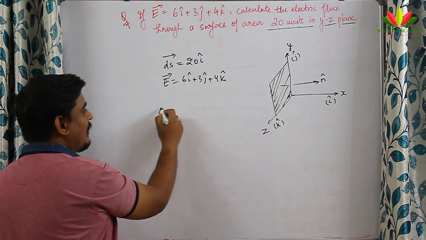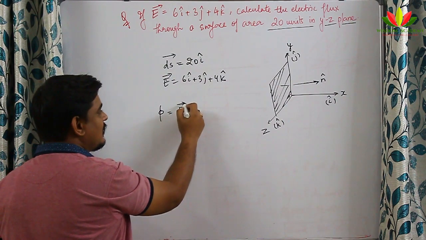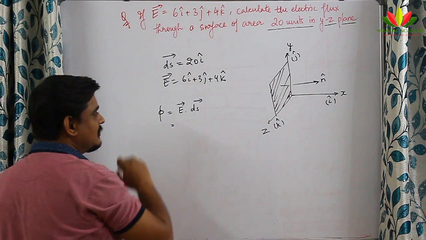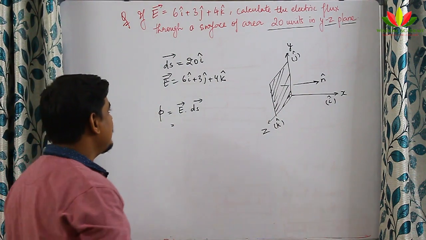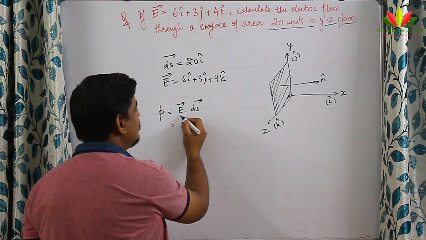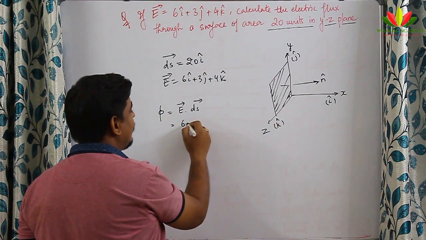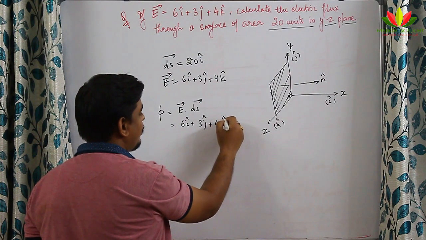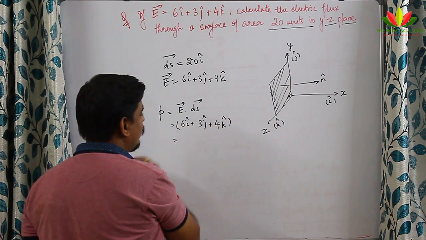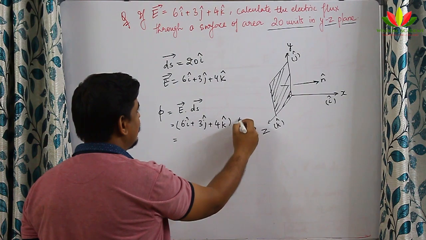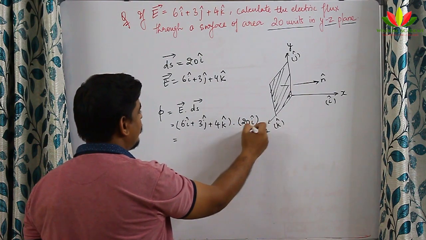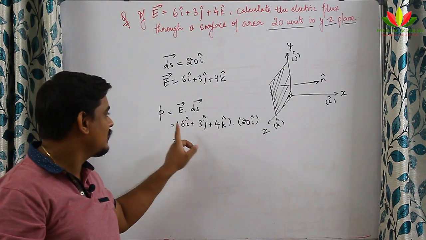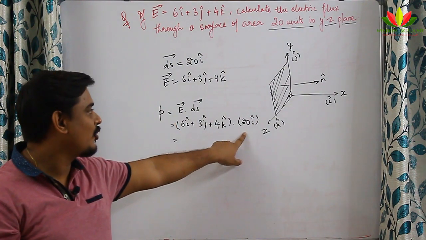So, what will be phi? Phi will be equal to E dot ds, right. So, what is E dot ds? The E vector is 6i cap plus 3j cap plus 4k cap, and what is ds? ds is 20 i cap. So, what is the dot product of these two things? I hope you remember the dot product.